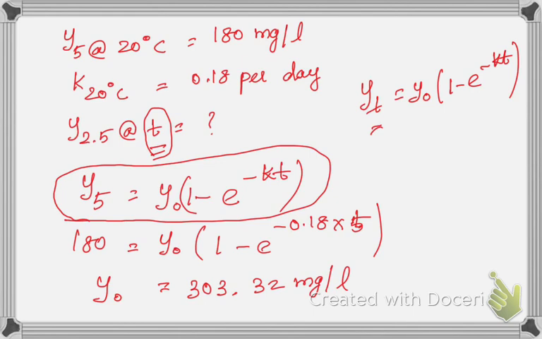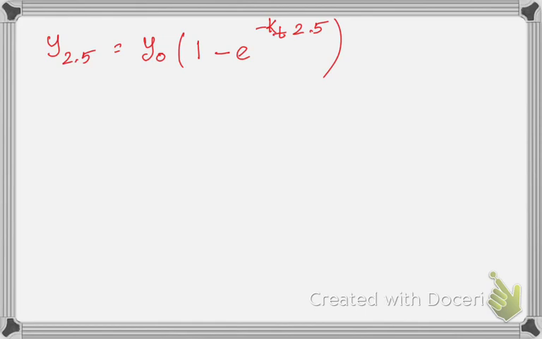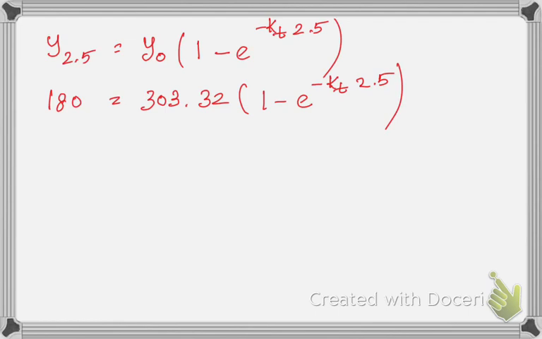Now if you see in this problem, they have asked us to determine for 2.5 days. So I am rewriting the formula as y_2.5 is equal to y_0 into (1 minus e power minus kt into 2.5). The reaction rate constant is given for 5-day BOD, while we do not know the value for 2.5-day BOD. So we are going to determine the reaction rate constant, because using that only we can determine our temperature. Because they have given the same BOD in the problem, my y_2.5 will be 180, and y_0 we have determined already, that is my ultimate BOD is 303.32. The equation is 1 minus e power minus kt, and the BOD is at 2.5 days. So using this I will be determining my kt. The only unknown is going to be the kt.